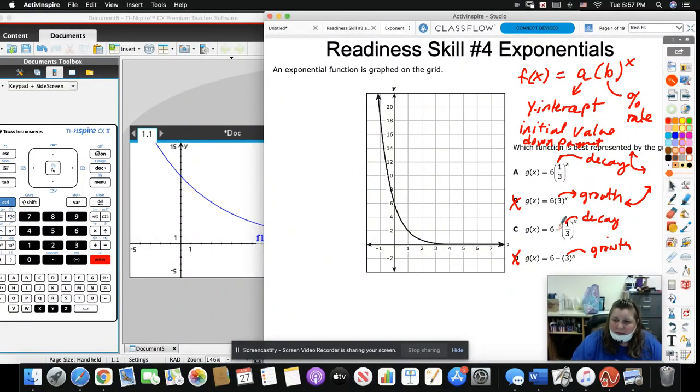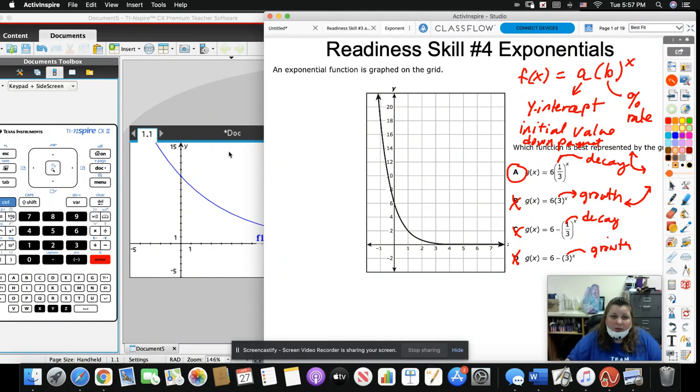Then secondly, this has 6 minus. You're never going to have a number and then minus a number on an exponential function. The number is going to be right in front of the parenthesis. Now you could have a -6, but you're not going to have a -6 on the Algebra 1 test. So these that have 6 minus something, those are out. So right there you can see your answer if you understand a little bit about the equations.